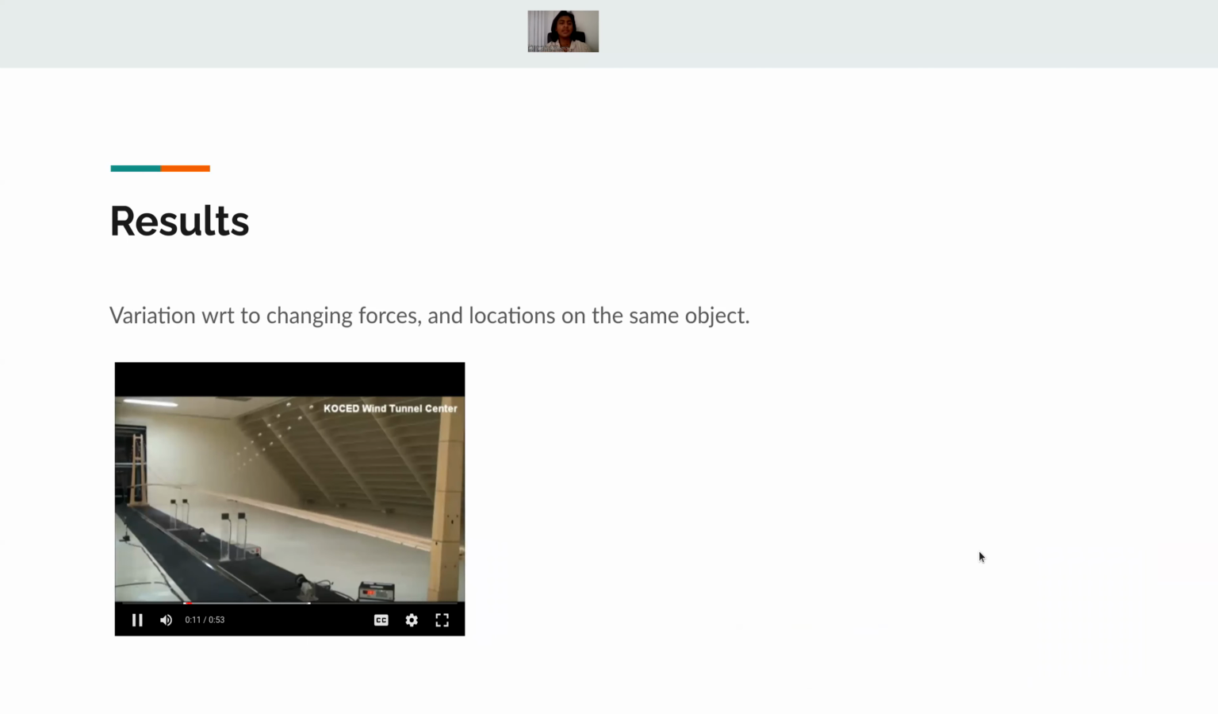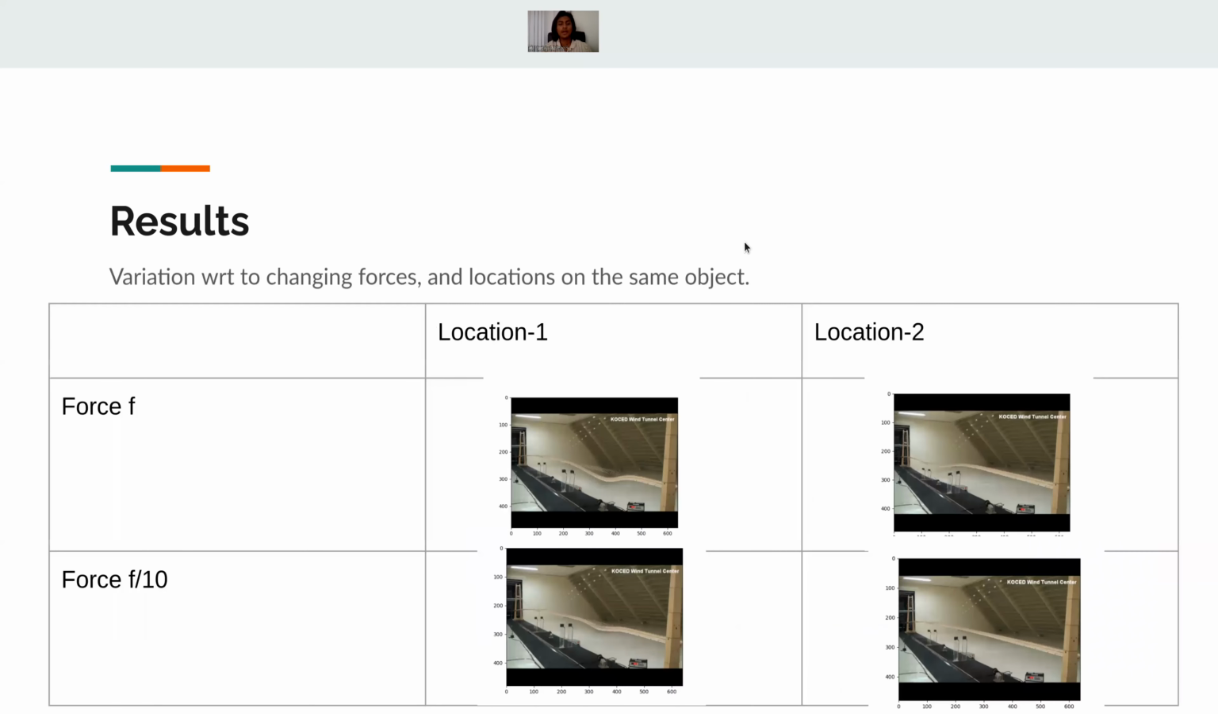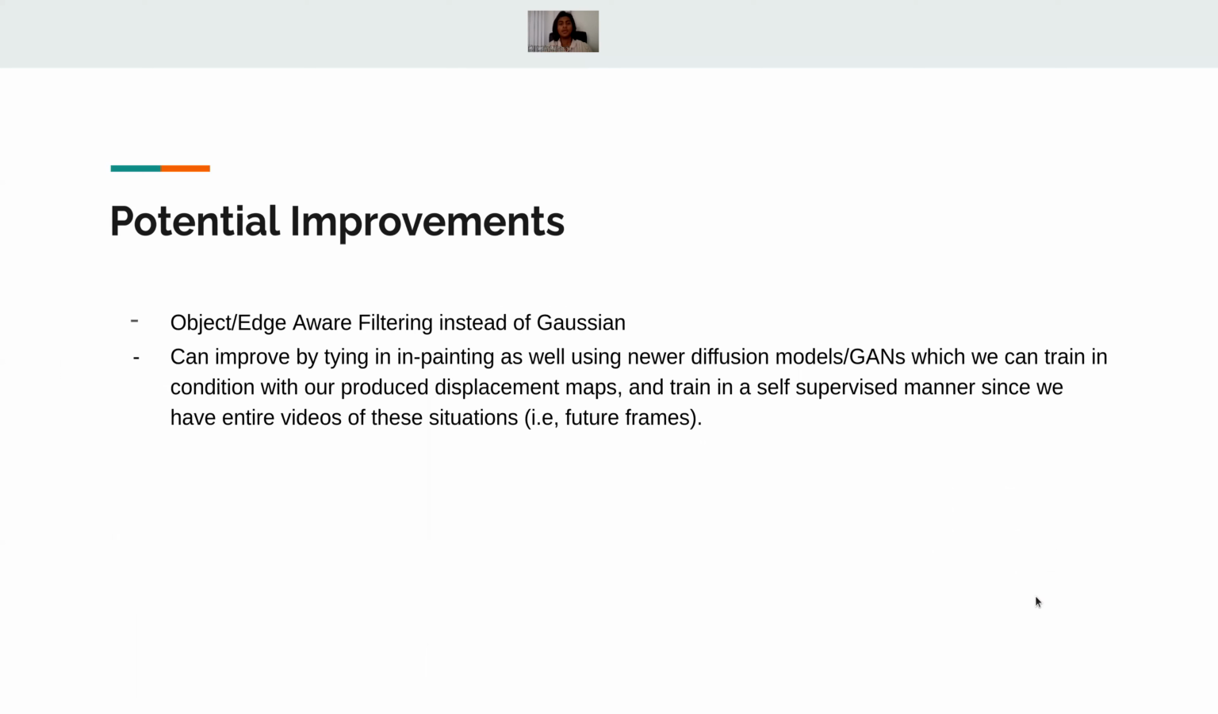Here we take another example to show the variation with respect to changing forces and location on the same object. Here we have this bridge that's just shaking in a wind tunnel. At force F, we see a certain amount of deviation in location 1, and once we reduce the force by 10, we see a lot lesser deformation. Here we take another object, and with the same force applied to a different location, we see the deformation pattern is also very different and the amount is different too. And it's the same one over here. When we cut it off, we see very little change at all over here.